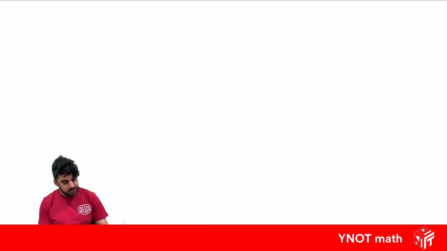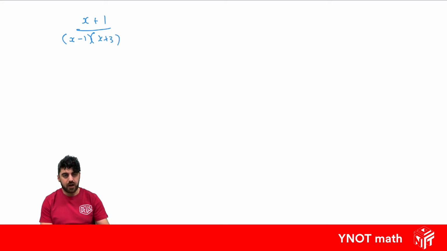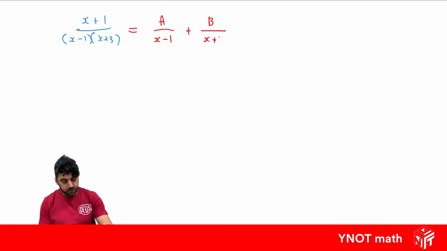So let's have a look at an example on how we can go about doing this. If we have some fraction (x + 1) over (x − 1)(x + 3), how can we rewrite it in terms of its partial fractions? Well, we know we're going to have some constant over our first polynomial, x − 1, plus some other constant, because it's linear, over our next polynomial, x + 3. And all we have to do now is solve for a and b.